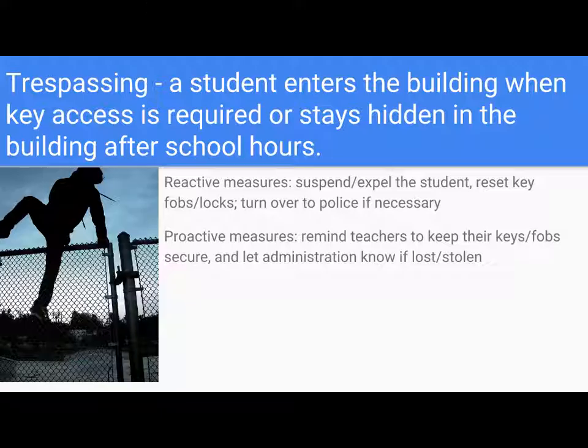Other reactive measures that you could take are to reset key fobs or locks, and if some sort of illegal action happened, you could turn over to police if necessary. Proactive measures are to remind teachers to keep their key fobs secure, and then obviously let administration know as soon as possible if anything was lost or stolen.